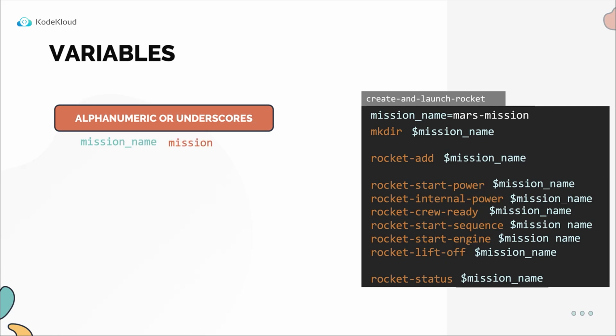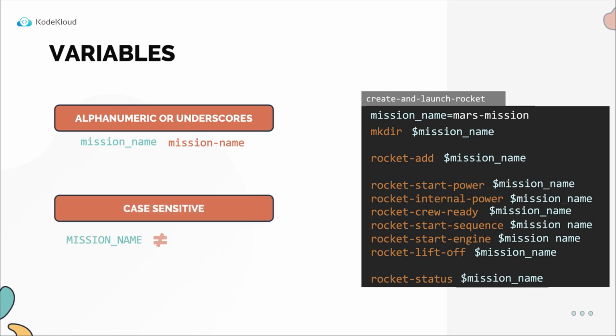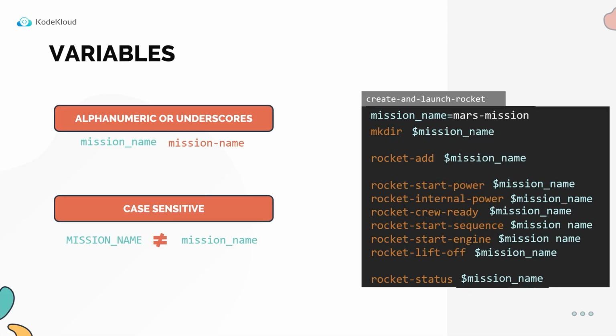Also note that a variable name may only contain alphanumeric characters or underscores. So mission_name is okay, but mission-name is not okay. And it is case sensitive as well. So uppercase MISSION_NAME and lowercase mission_name aren't the same.